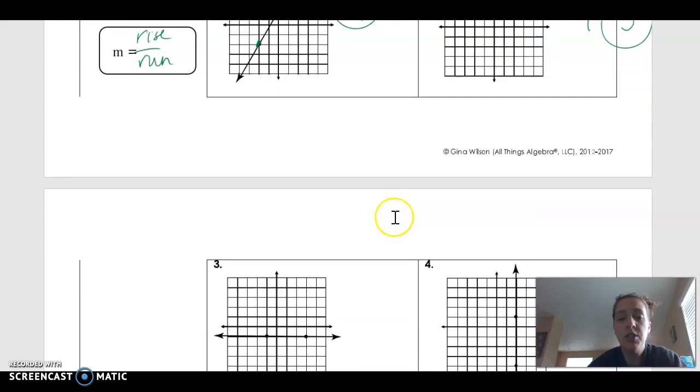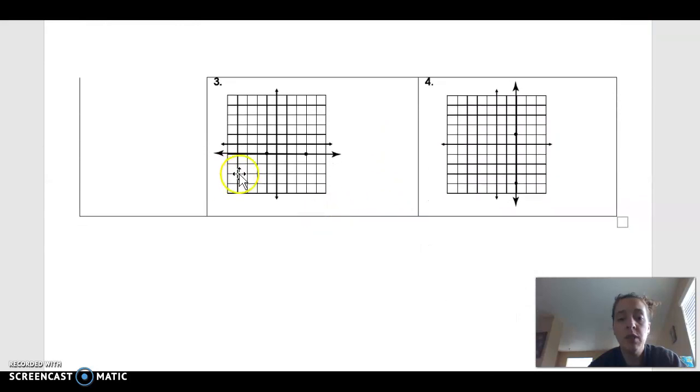Let's actually look at these 2 graphs and we'll see why here. So here I see I've got my line and I've got my 2 points. So I want to find my rise, and the rise between those 2 points is 0. The run between these 2 points is 4. Well, I know in a fraction, anything when I have 0 in the numerator is a 0. So that's going to be my slope.